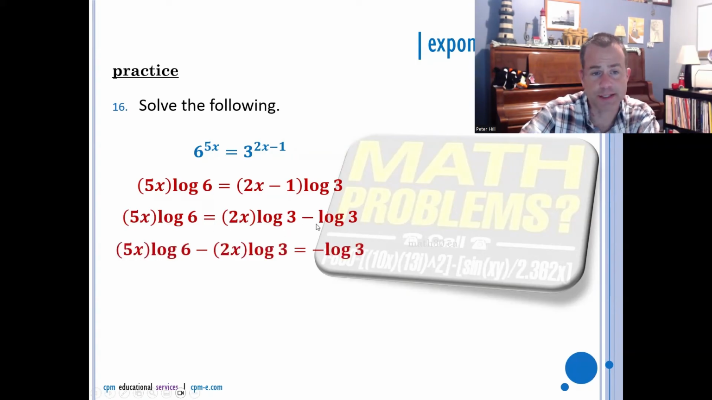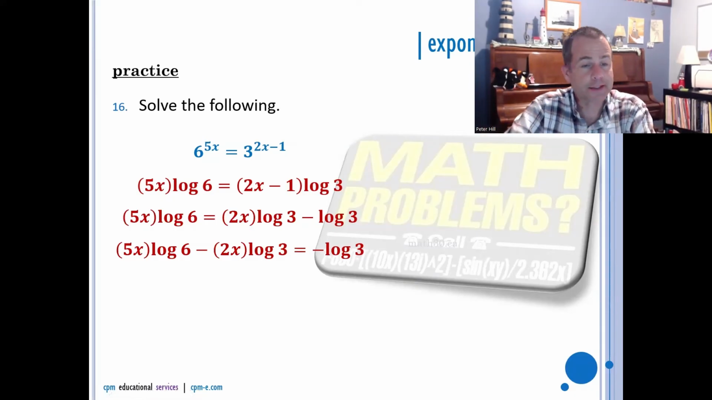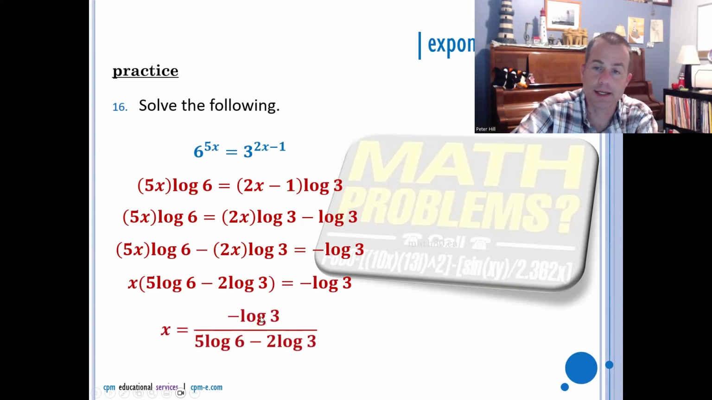So I just subtracted that from both sides. Now, I can't put these two things together, but I do see that x is common to both of them. And if x is common to both of them, I can factor out the x. That'll leave me with x times 5 log 6 minus 2 log 3. Now, this is messy, but it's just a number. So I just divide both sides by that number, and I've isolated x.